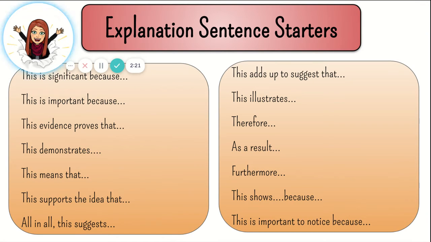Here are some sentence starters that we can use for our explanation sentences. We can say things like, this is important because, this evidence proves that, this means that, as a result, therefore, this shows because, and more. All of these are sentence starters that you can use when you write your explanation sentences. Let's see what this looks like.